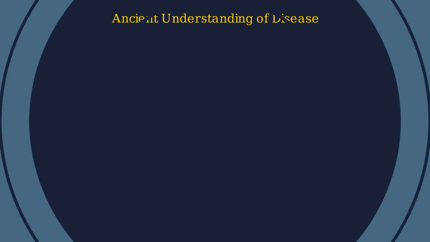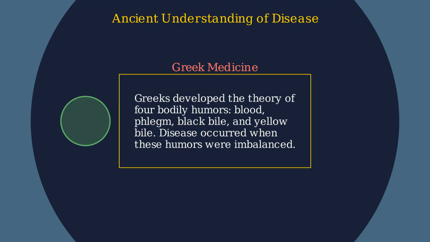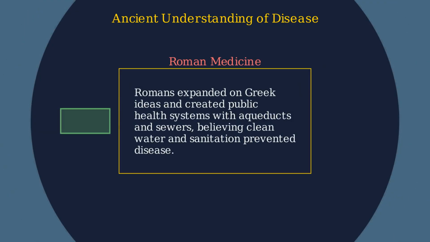The Greeks developed the influential theory of four bodily humors: blood, phlegm, black bile, and yellow bile. Disease was thought to occur when these humors were imbalanced. Romans expanded on Greek ideas while making practical advances in public health, building aqueducts and sewers based on the belief that clean water and sanitation could prevent disease.